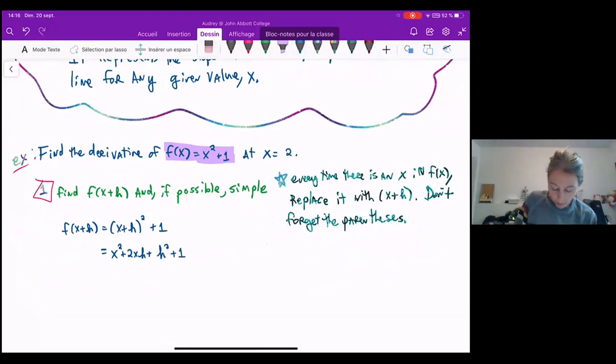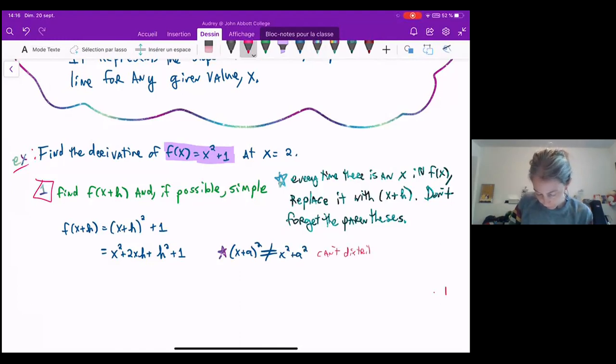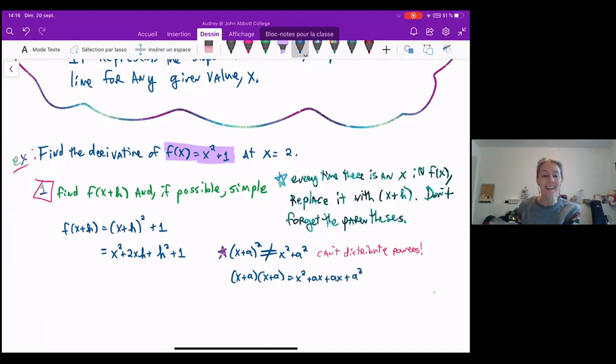Now be careful about this as well. Remember that x plus a squared does not equal x squared plus a squared. I can't distribute powers. So what I'm doing here with that x plus h, I'm going to do with an x plus a: this is x plus a times x plus a, and I'm FOILing here. So I'm doing first, outer, inner, last. And that's what gives me that 2xh in the middle over there. Okay, so that's that.